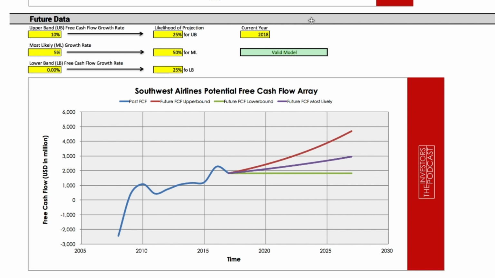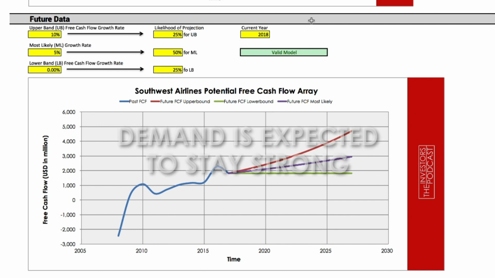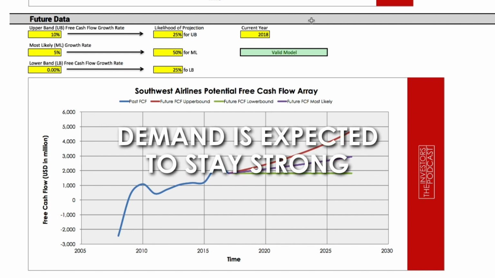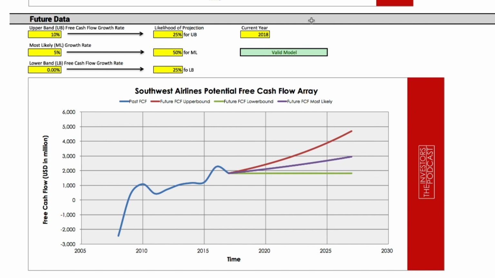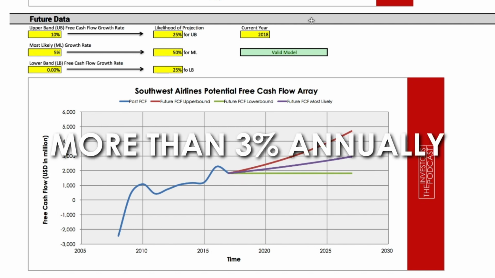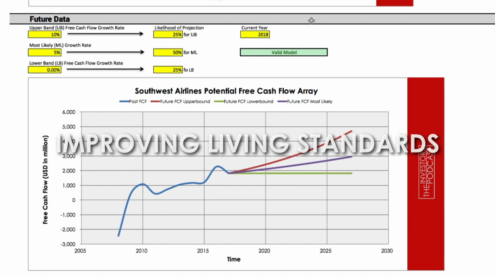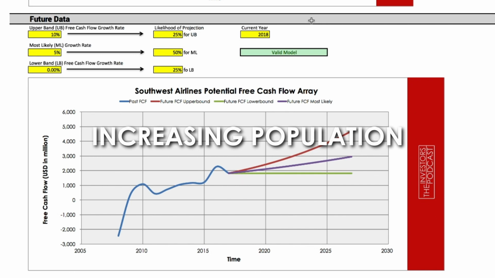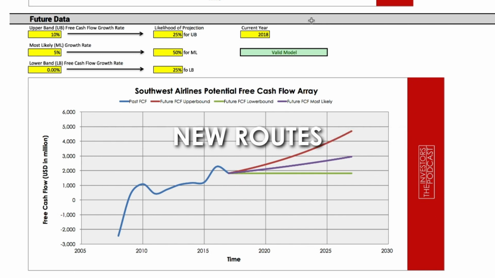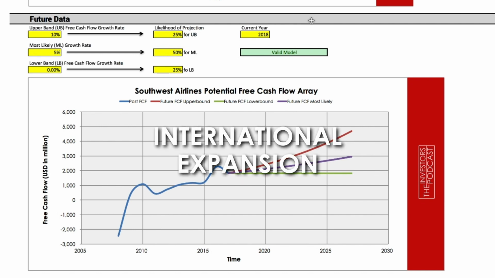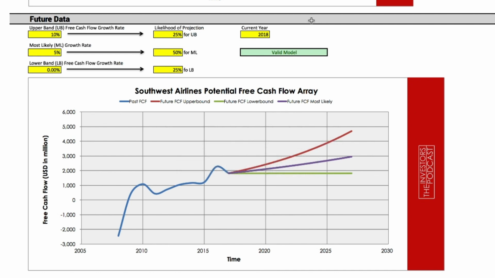Well, if we look at what some of the research shows, demand is expected to stay strong. In general, US airline traffic is expected to increase by more than 3% annually for the next 15 years. And demand is increasing based on improving living standards, increasing population, and airlines continue to add new routes in underserved markets. Another thing is that Southwest Airlines will not only capture US air travel, but they're also expanding internationally right now.